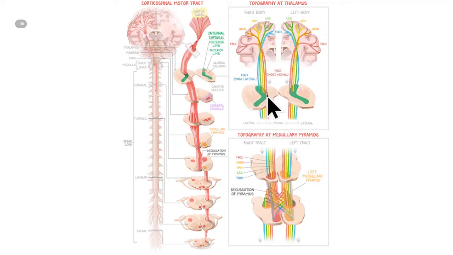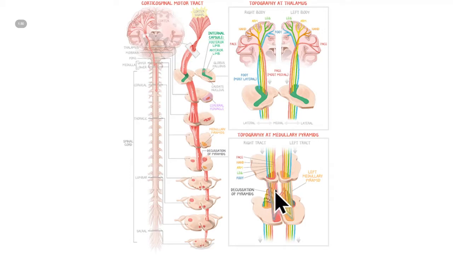Medial to lateral, superior to inferior, medial to lateral, cervical to sacral. They travel in the posterior limb of the internal capsule, and they enter the medullary pyramids. They become the pyramids, the tract does, medial to lateral, superior to inferior, cervical to sacral. They cross, medial to lateral, first to last.